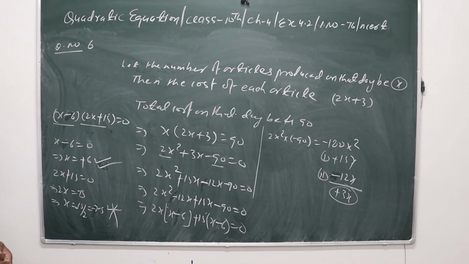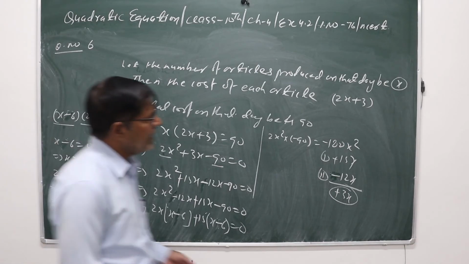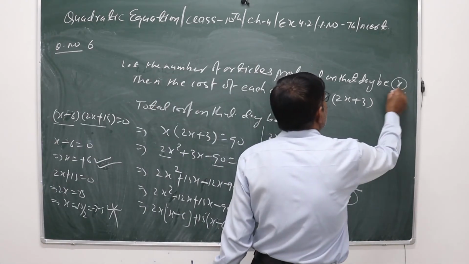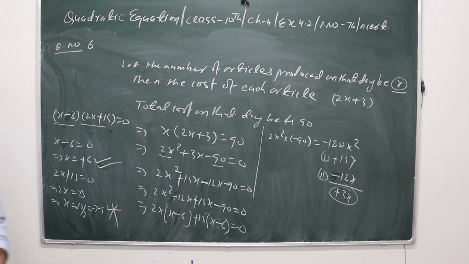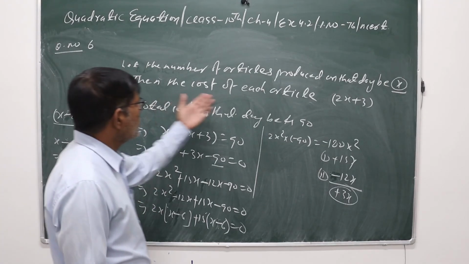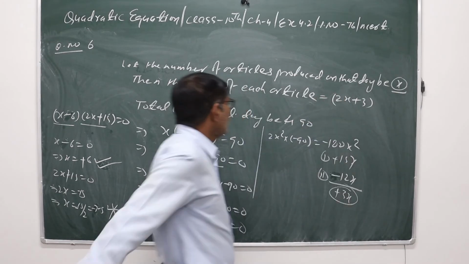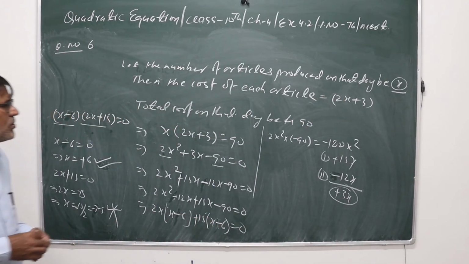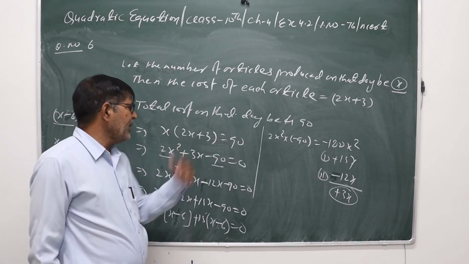So the next question is question number 6. There is a factory and the factory is producing number of poultry article on a particular day, let be the x, and the condition is given that the cost of each article is twice the number of article plus 3. So the cost of each article equals to 2x plus 3. Now the total cost on that day be rupees 90. So x into 2x plus 3 will be equals to 90.